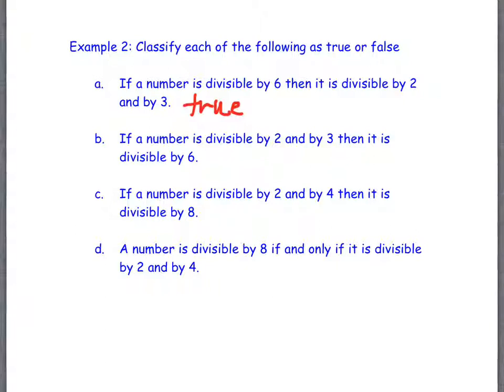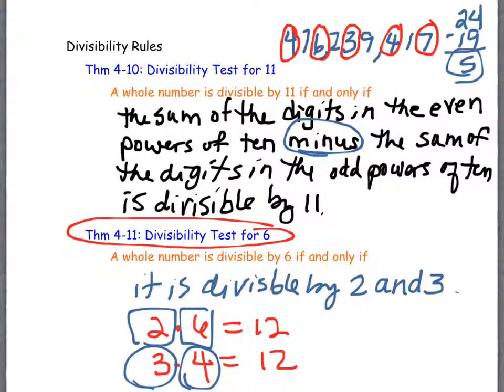Part B says if a number is divisible by 2 and by 3, then it is divisible by 6. That's also true. And if you take a look back at that divisibility rule for 6, I'm going to flip back here so you can see it and I can see it at the same time. This divisibility test for 6 has a phrase that's really important that tells us we can read that in either direction. Do you know what that phrase is? It's the if and only if phrase.